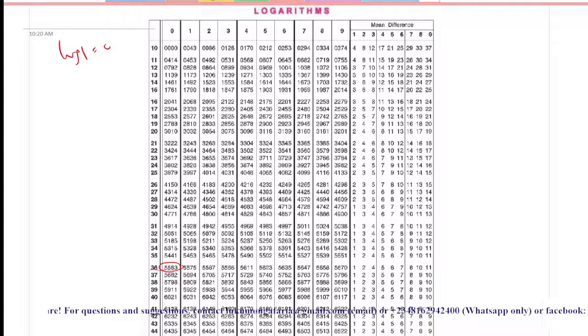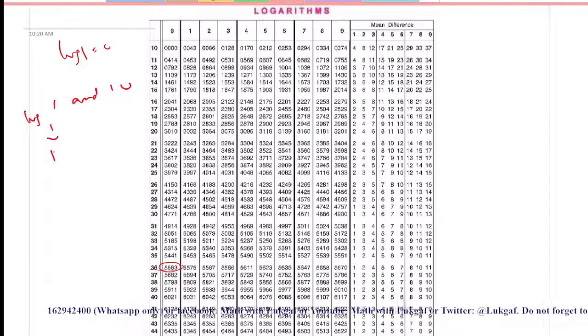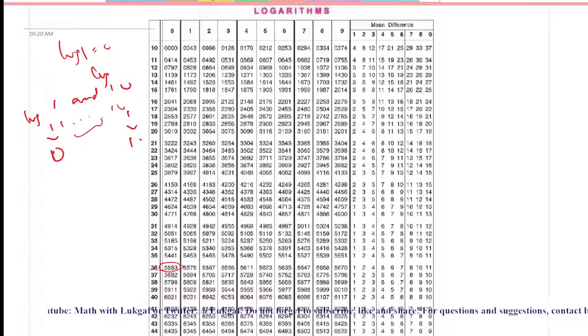You understand? The table contains logarithms of numbers between 1 and 10, and we know the logarithm of 1 is 0, and the logarithm of 10 is 1. So any number between 1 and 10 will give 0 point something. In essence, when you want to find the logarithm of 3.5, for example, it's going to give you 0.5441. You understand now?